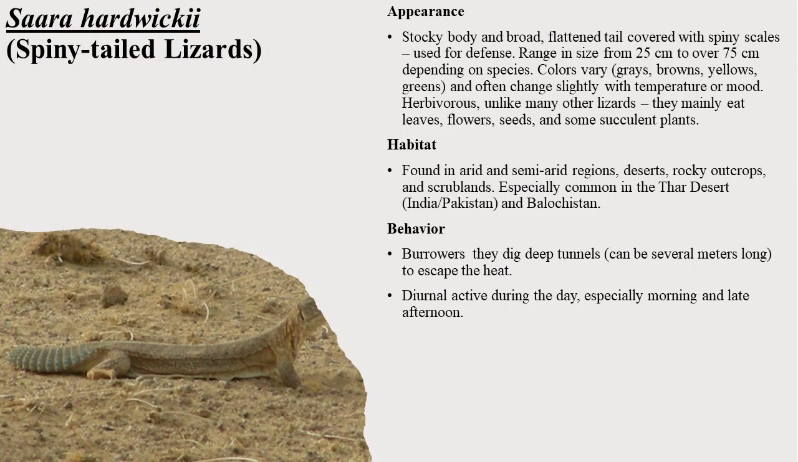Spiny-tailed lizard. Appearance: usually a stocky body and a broad flattened tail covered with spiny scales used for defense. Size ranges from 25 centimeters to over 75 centimeters depending on the species. Color varies from grey, brown, yellowish or green and changes slightly with temperature or mood. Herbivores: unlike many other lizards, they mainly eat leaves, flowers, seeds and some succulent plants.